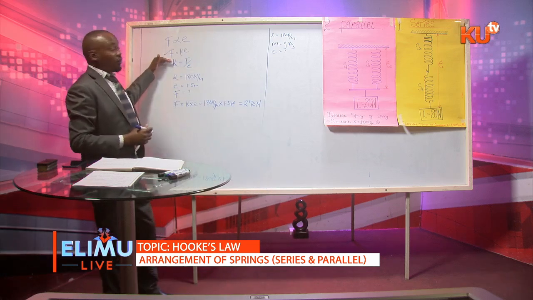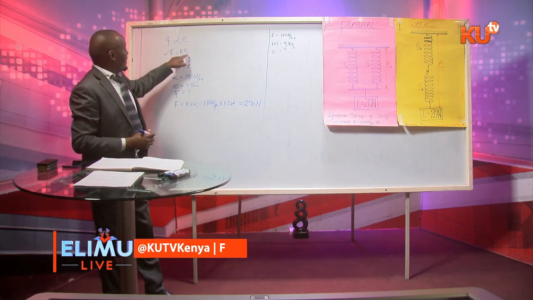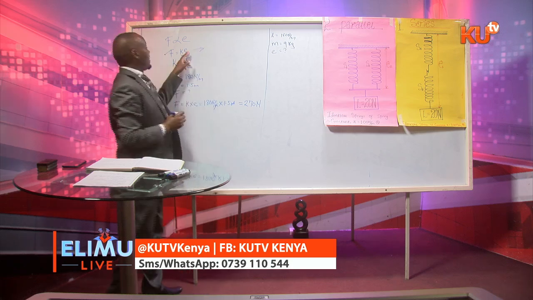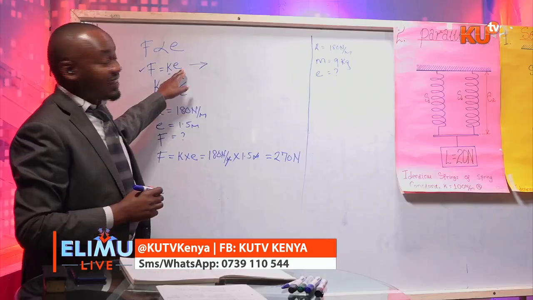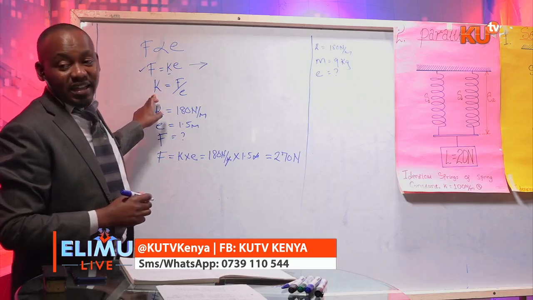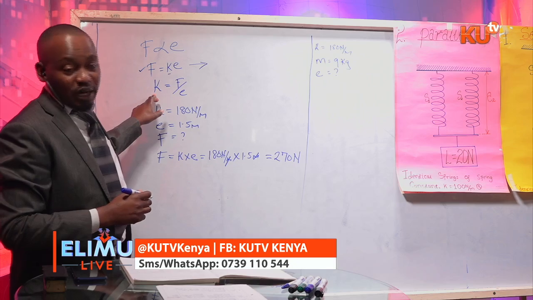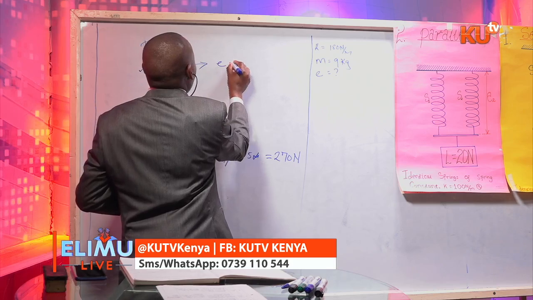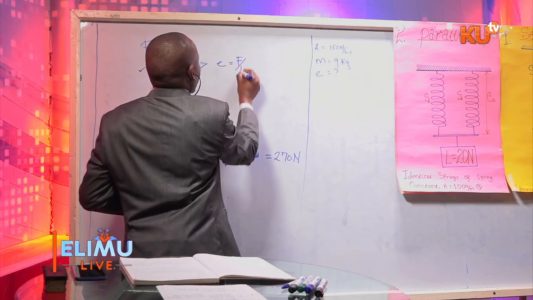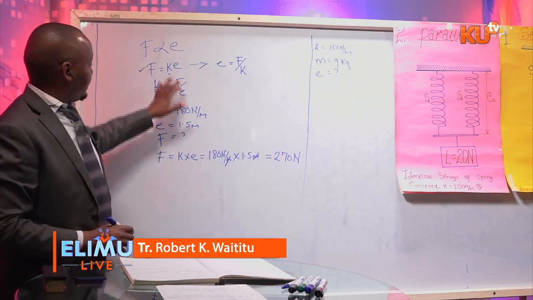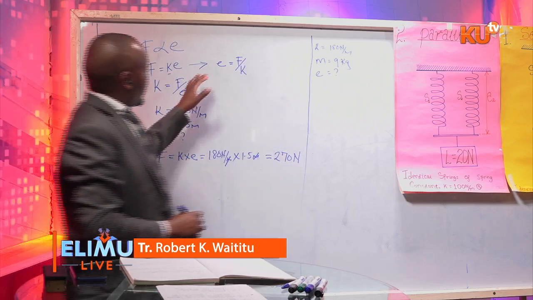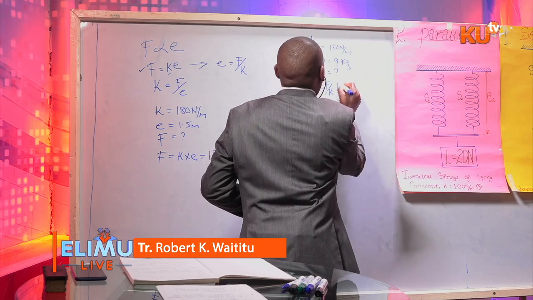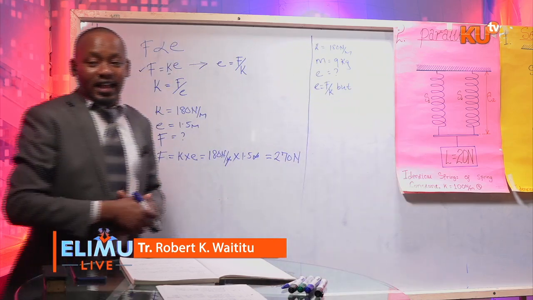Again, we come back to a general formula. What we are required to find is extension, and therefore, we are going to make extension the subject of this formula, in a similar way we did in making constant K the subject of the formula. We're going to divide by K on both sides, and we're going to have extension equal to force over spring constant K. So from this formula, E is equal to F over K.